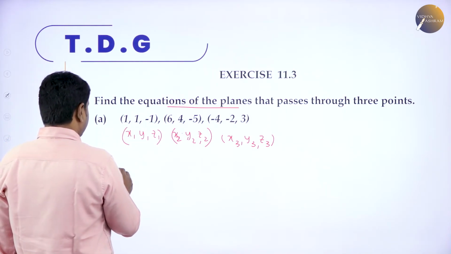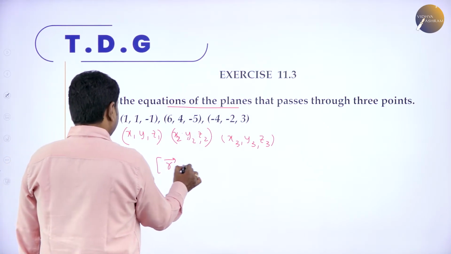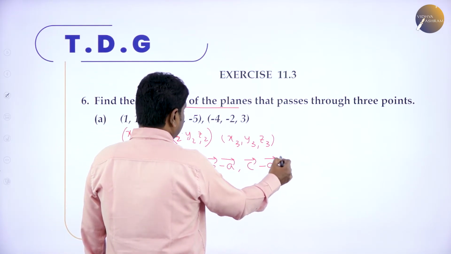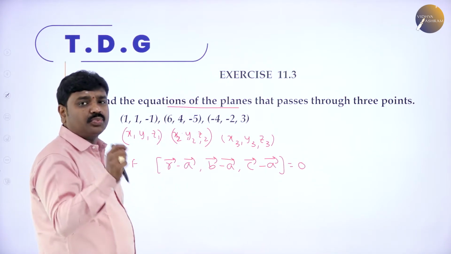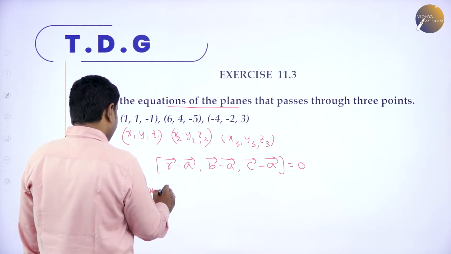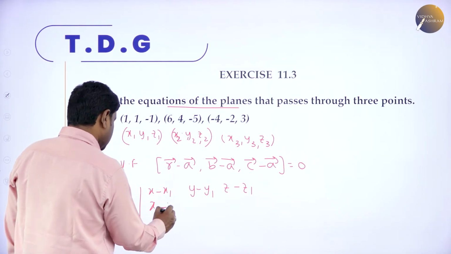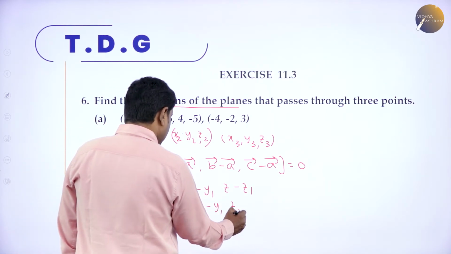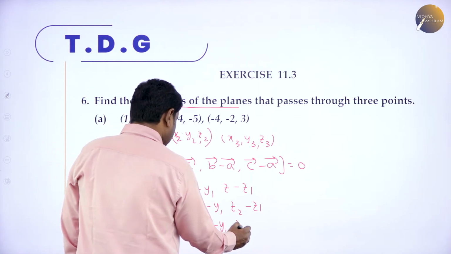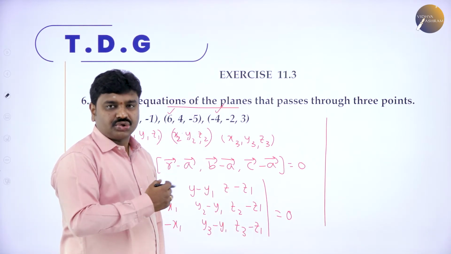So what is the vector form? The box of vector r minus vector a, vector b minus vector a, vector c minus vector a is equal to 0, where vectors a, b, c are the position vectors of the points and vector r is the arbitrary point. Or directly we'll say the determinant of x minus x1, y minus y1, z minus z1, then x2 minus x1, y2 minus y1, z2 minus z1, and x3 minus x1, y3 minus y1, z3 minus z1 is equal to 0. So we'll take the format and now we'll substitute the values.